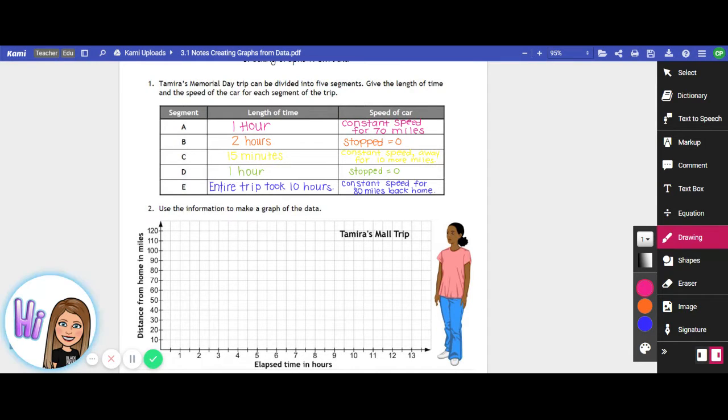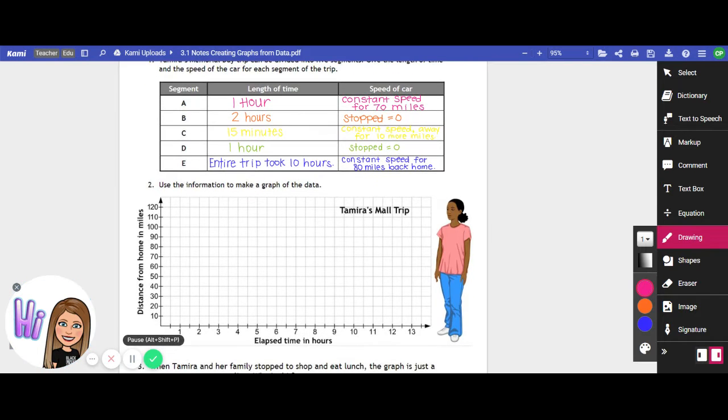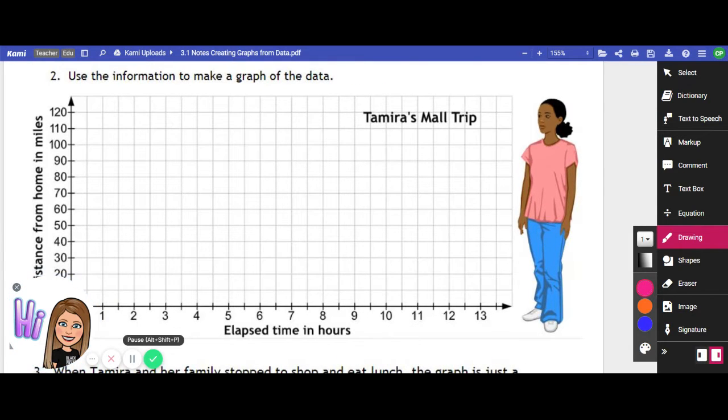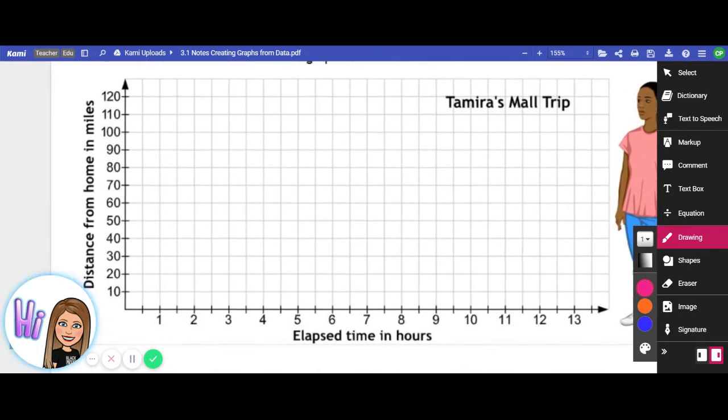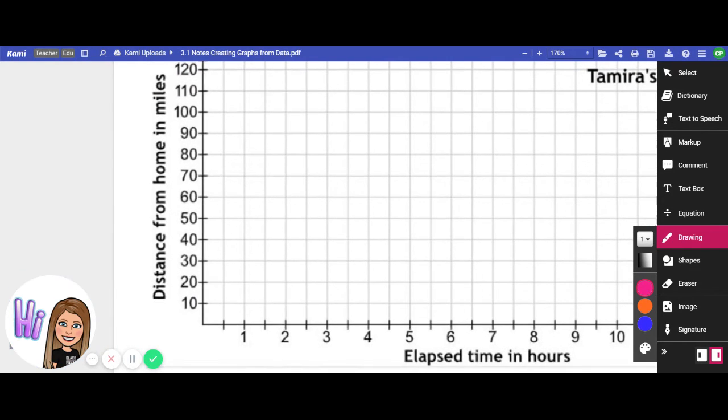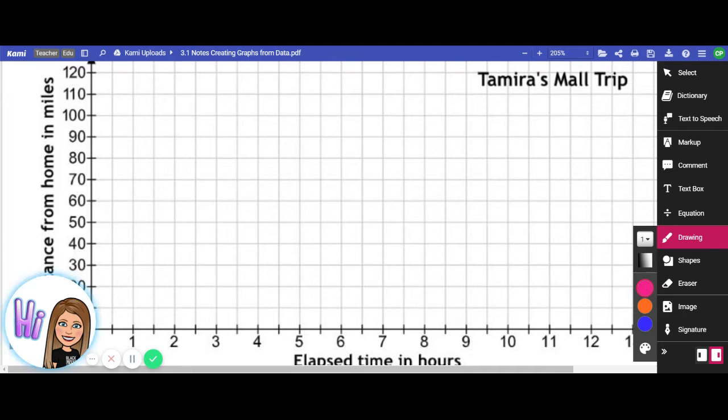So in segment A, we had that Tamira was driving away from home at a constant speed for 70 miles, and she did this for 1 hour's time. So when we look at our axes, on the bottom axis, on our x-axis, we've got elapsed time. So this is in hours. So we know that when we first left our house, we hadn't elapsed any time, so it would have been at 0. And then the distance is on our y-axis, so the distance that she traveled would have also been 0.